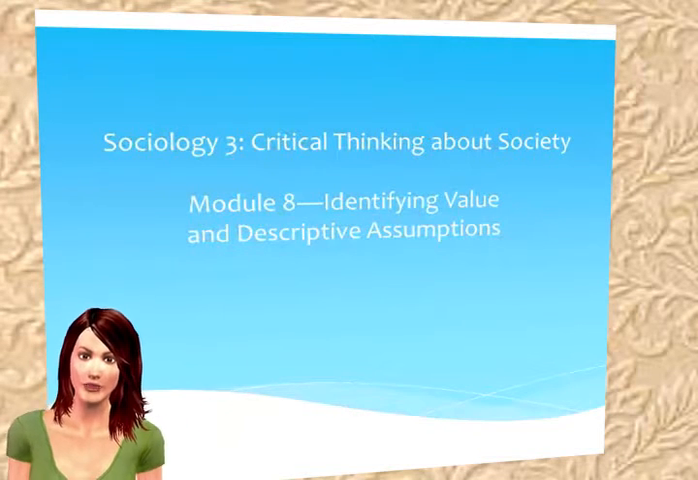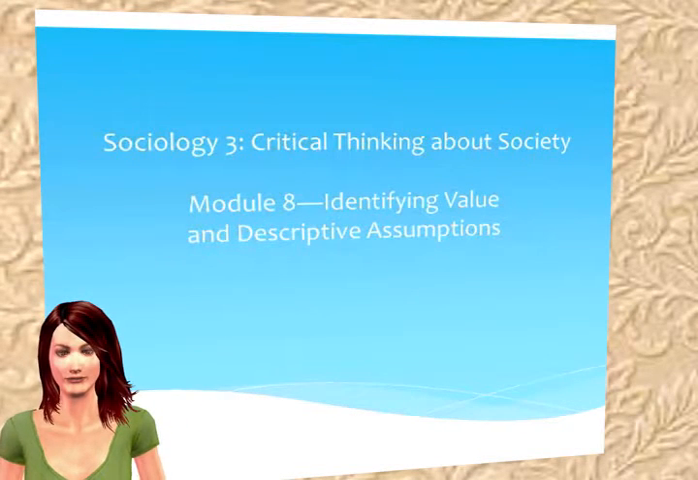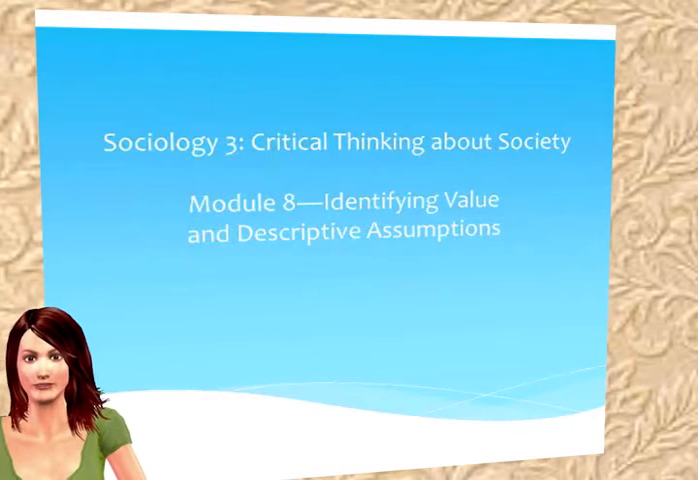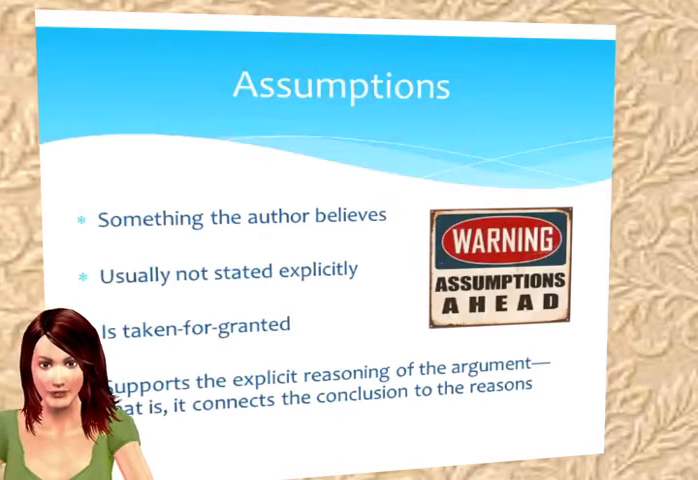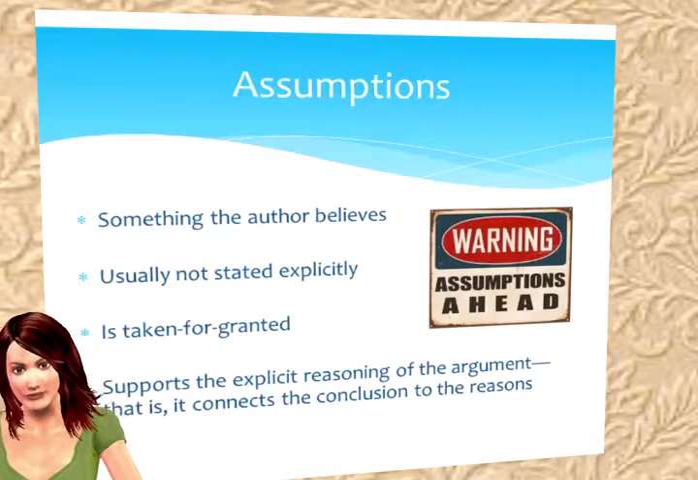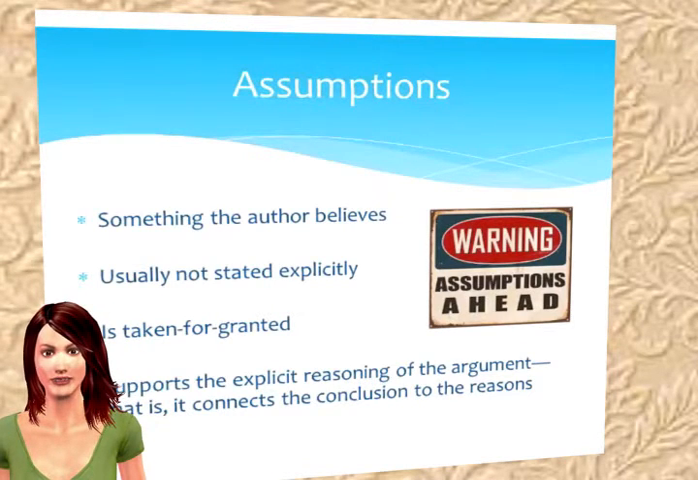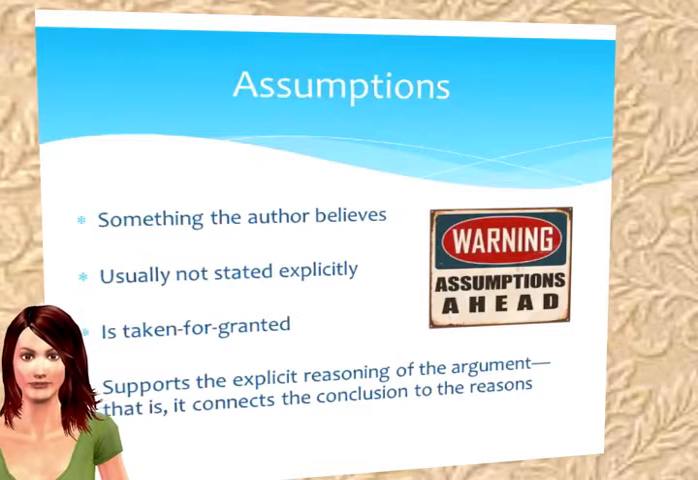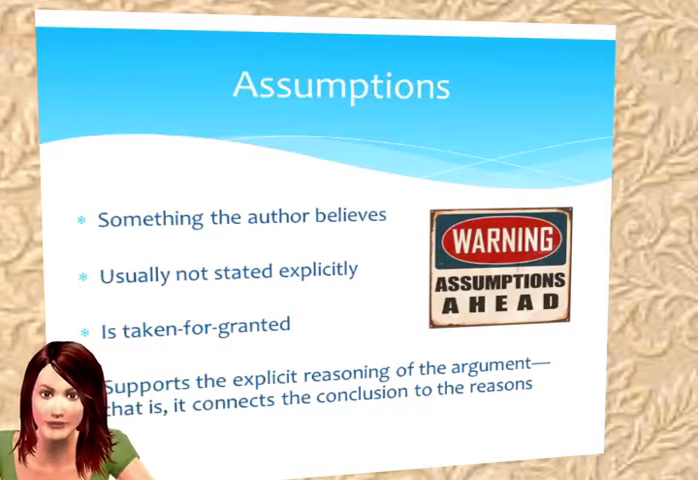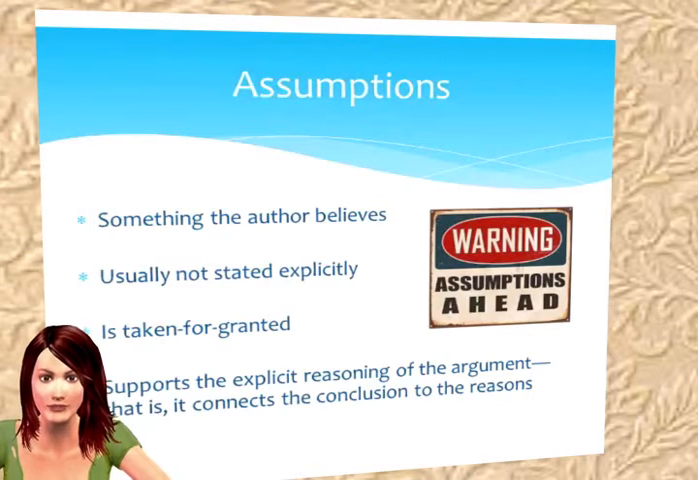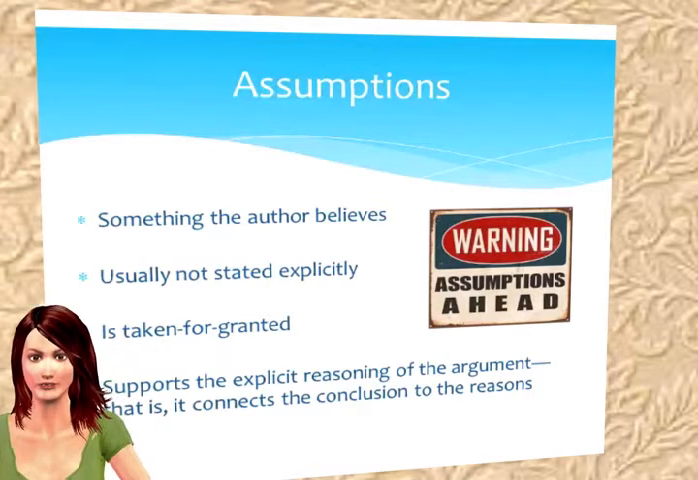Hello and welcome to the Sociology 3 Module 8 video lecture where we'll be talking about identifying value and descriptive assumptions. So first let's start by talking about what assumptions are. They're things that the author believes to be true, and they're usually not stated outright or explicitly. So they're not usually going to be obvious, but they're incredibly important for understanding an author's argument.